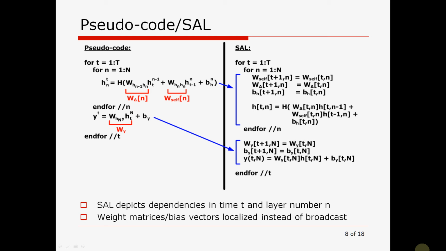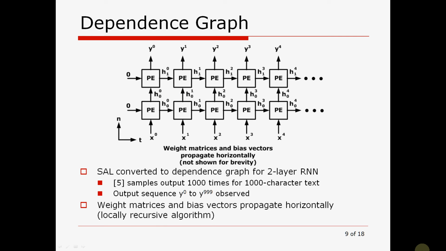But in any case, for the SAL description on the right, we have a description for both h of t and y of t. We can use that to create a dependency graph, which I'm showing on this slide. Crucially, the dependency graph shows that each processing element depends on the RNN layer below it at the same time step, and the time step before it on the same RNN layer. For example, h of 1 on layer 2 depends on h of 1 at time step 1, as well as h of 2 at time step 0.